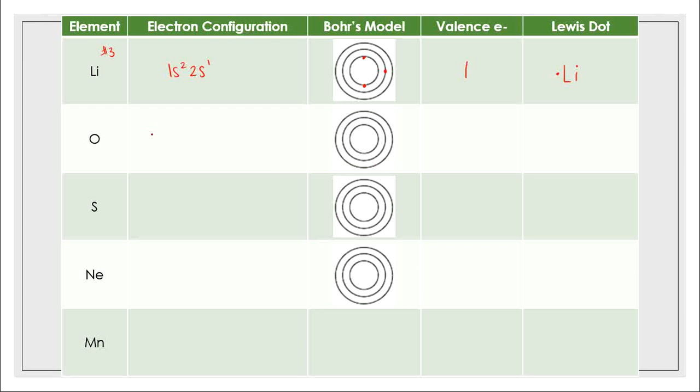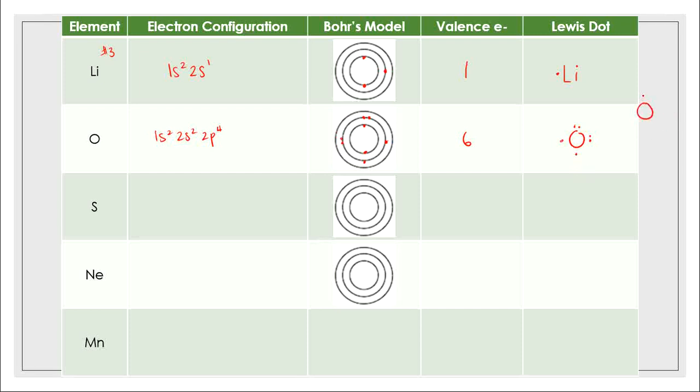Let's do oxygen. Oxygen is number 8, 1s2, 2s2, 2p4. So on the very first energy level, we have 2 electrons. And on the second energy level, we have 6. 1, 2, 3, 4, 5, 6. So how many valence electrons does oxygen have? It has 6 valence electrons. So let's draw the Lewis dot. Capital O, pick a side, any side. This time I'll start from the right side. 1, 2, 3, 4, 5, 6. And that's the Lewis dot for oxygen.